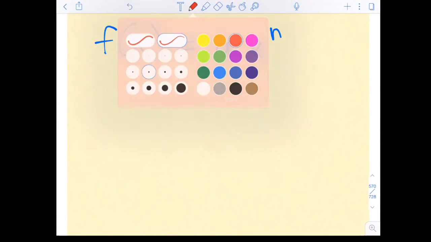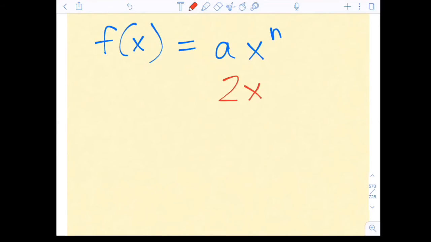is, anytime we have a function, we'll say ax to the power of n. So an example of something like that might be 2x to the power of 4, or 4x to the power of 3, something like that. Any function where a is going to be the coefficient that we have out front, and n is the exponent.